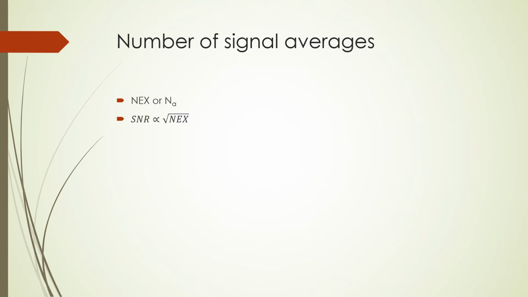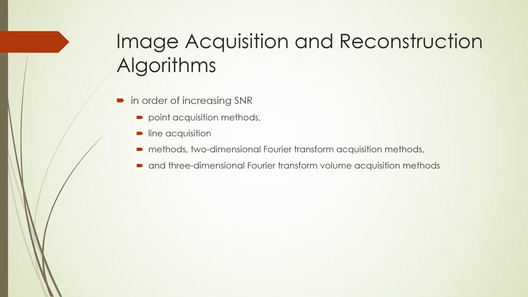So doubling the number of signal averages and doubling the bandwidth will have no effect on the signal to noise ratio. Image acquisition and reconstruction algorithms impact signal to noise ratio. In order of increasing signal to noise ratio, we have the point acquisition followed by line acquisition methods, then two-dimensional Fourier transform methods, and finally three-dimensional Fourier transform methods give the best signal to noise ratio.